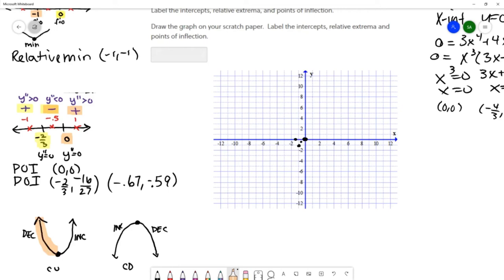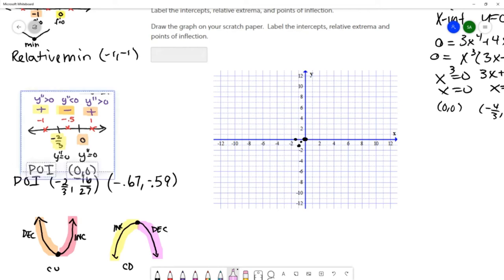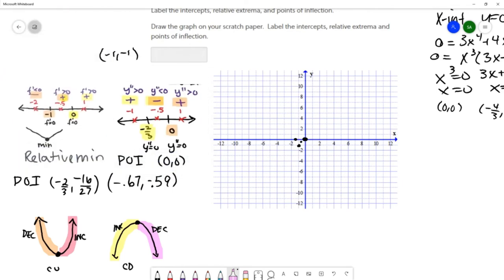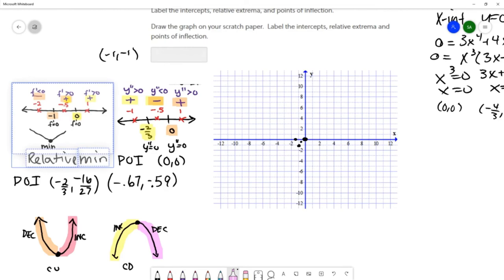So this section here is decreasing and concave up. This section is increasing and concave up. This section is increasing and concave down. And this section is decreasing and concave down. If we take a look at our 2 charts with the first derivative and second derivative, let me bring those 2 together so we can see them at the same time. We're going to understand how to draw the curve on each one of the intervals.